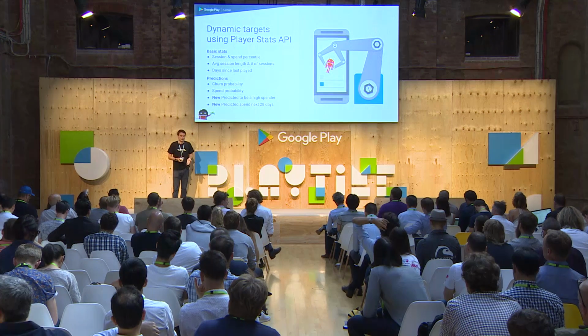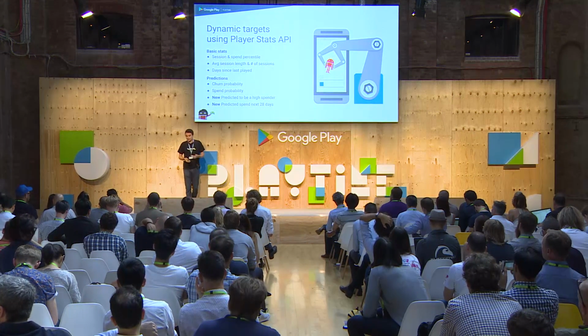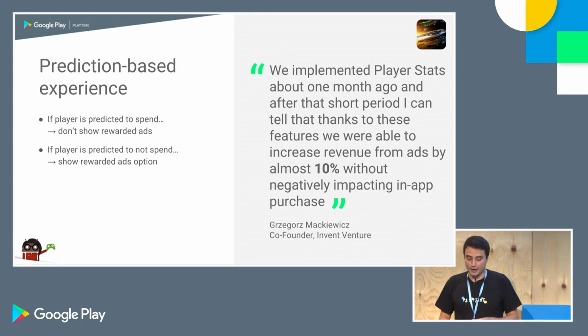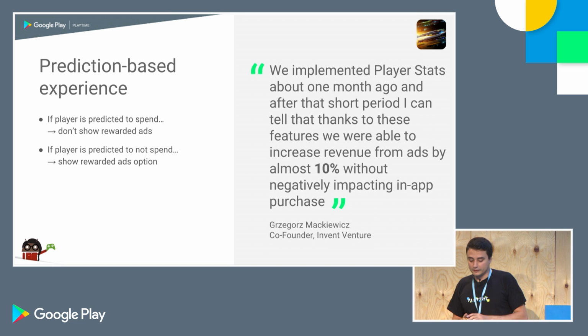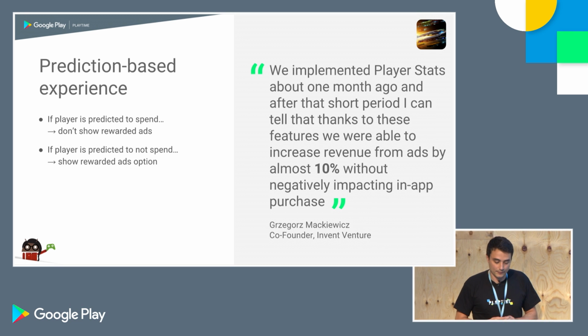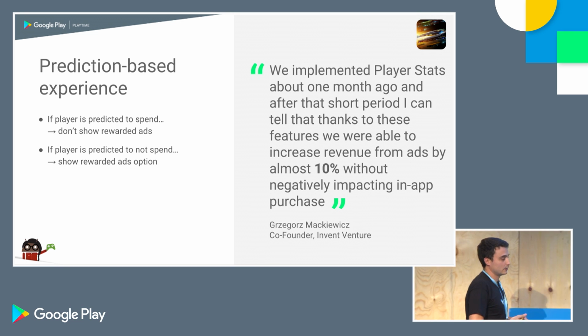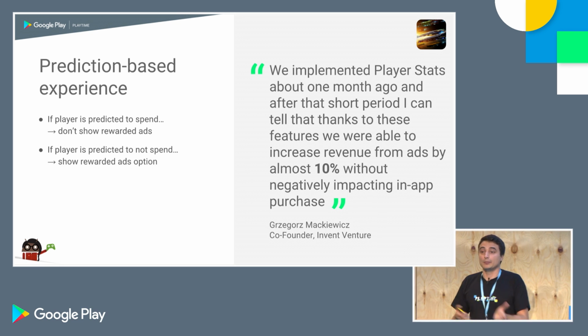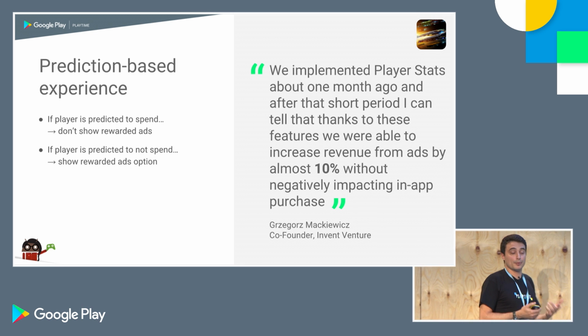So you get the power of our machine learning and the information that we get by them signing in all these games, and you can use it to better target them. What I mean by better target them is very clear in this simple example, but I think it's very powerful. This is Invent Venture, and they use the Player Stats API to make sure that as they grew their rewarded ads revenues, they didn't cannibalize their in-app purchase revenues.